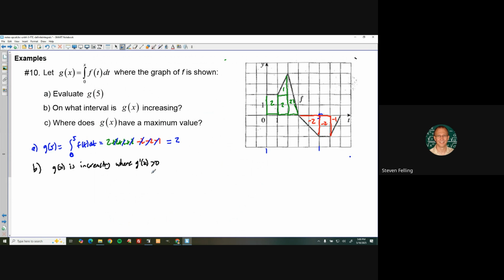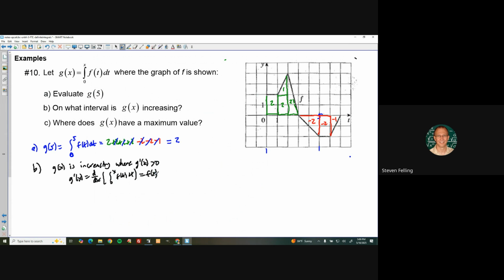G prime of x is 0. Yeah, so let's do that. Let's figure out what the derivative is. G prime of x is going to be the derivative of this g of x, which is an integral from 0 to x of f of t dt. The derivative will cancel the integral, and since we have a constant here and a function here, this is just equal to f with the x plugged in.